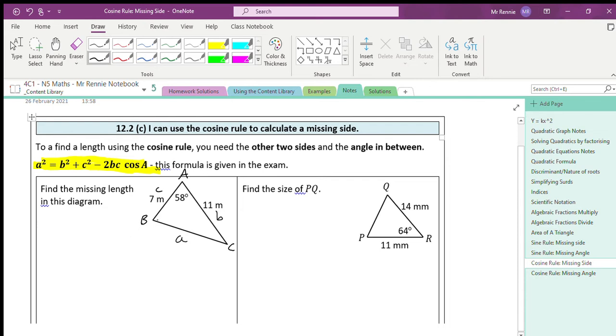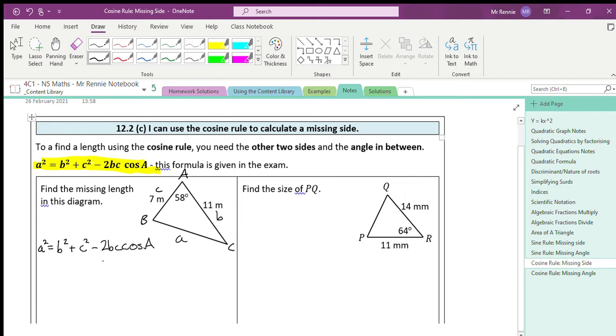I'm finding the length here, which is going to be length a. The formula is not going to change for me. It's going to be a squared, which equals the length of b squared plus the length of c squared, take away 2 times b times c multiplied by cos of the angle A. So your first step is to label your triangle correctly, then write down your formula.